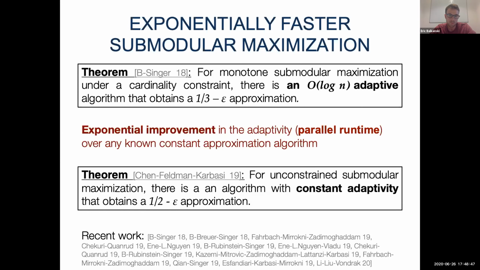The recent result that's most relevant to this work is that for the problem of unconstrained submodular maximization, there's an algorithm that uses only a constant number of adaptive rounds and obtains an approximation that's arbitrarily close to the optimal 1/2 approximation. Okay.